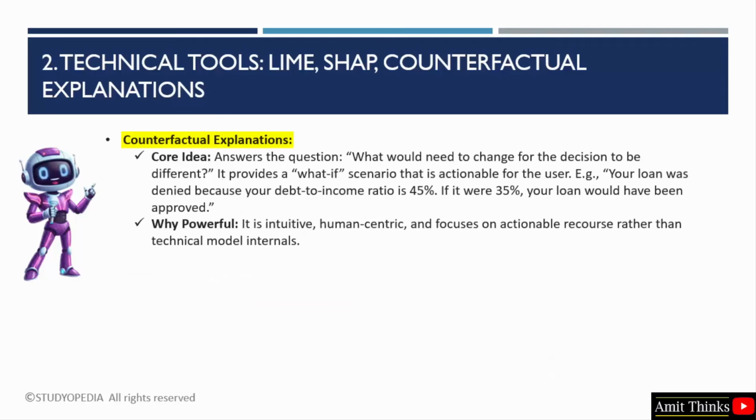Now let us see the counterfactual explanations. Here the core idea is to answer what needs to change for a different outcome. It offers actionable what-if scenarios. Example: loan denied due to a 45% debt-to-income ratio, at 35% it would be approved. Why powerful: intuitive and user focused, emphasizing practical steps over technical model details.